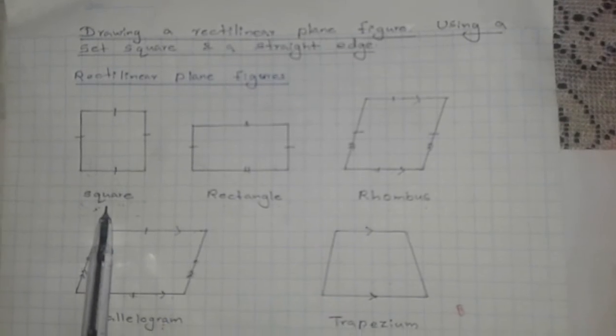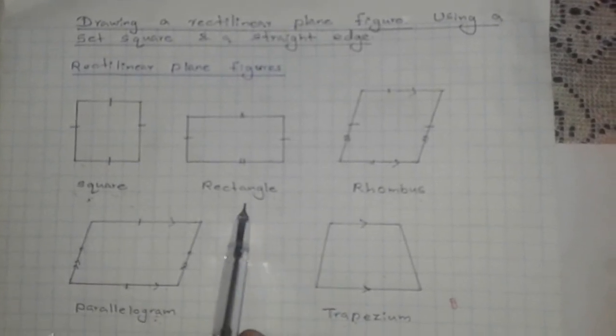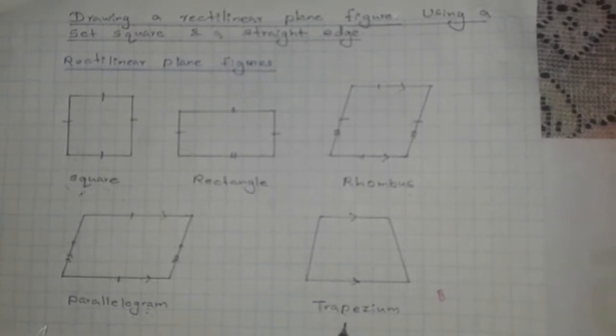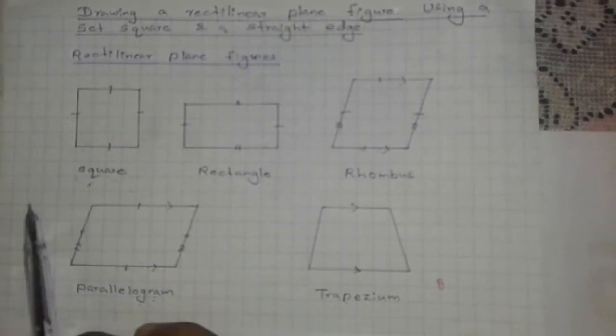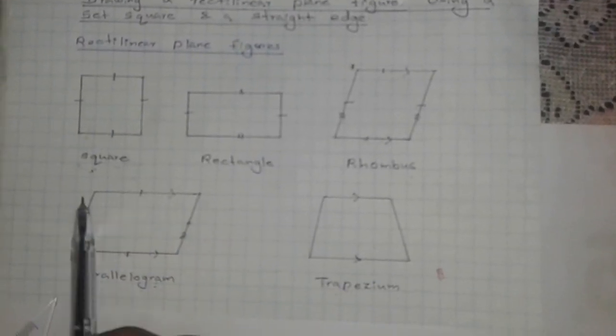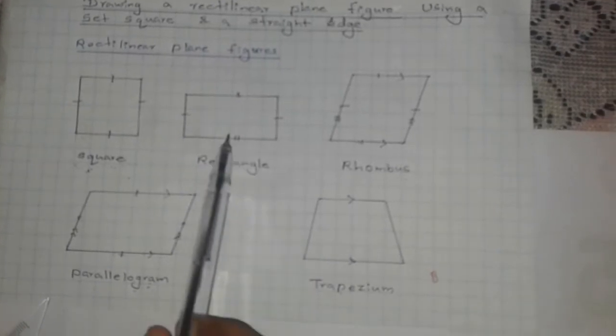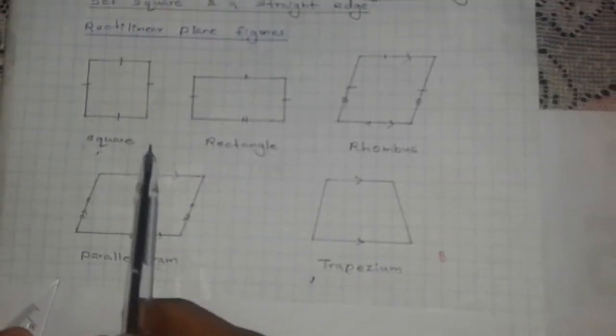What is the name of this figure? Square, rectangle, rhombus, parallelogram, trapezium. So these are the rectilinear plane figures. That means a figure completely bounded by straight line segments. Those are the rectilinear plane figures.